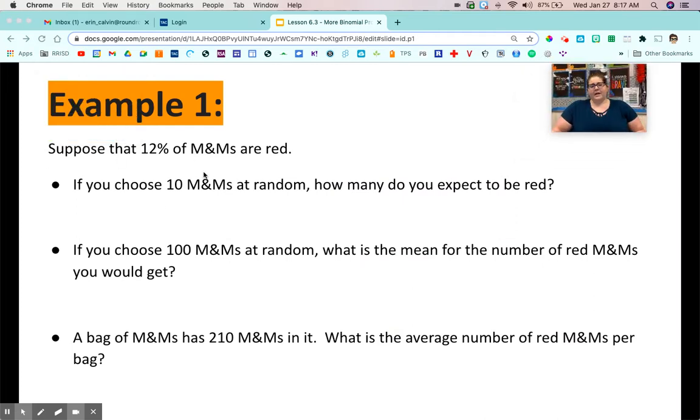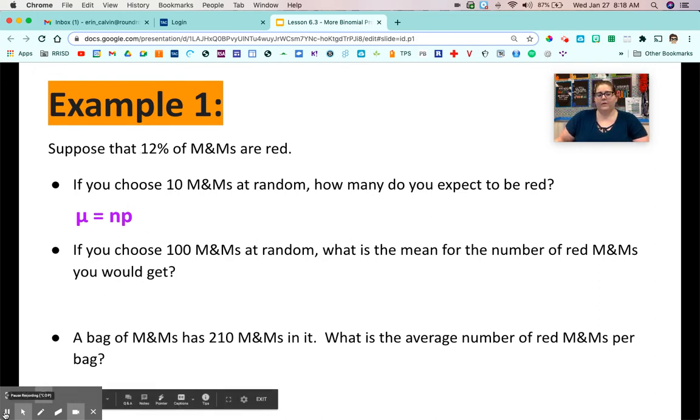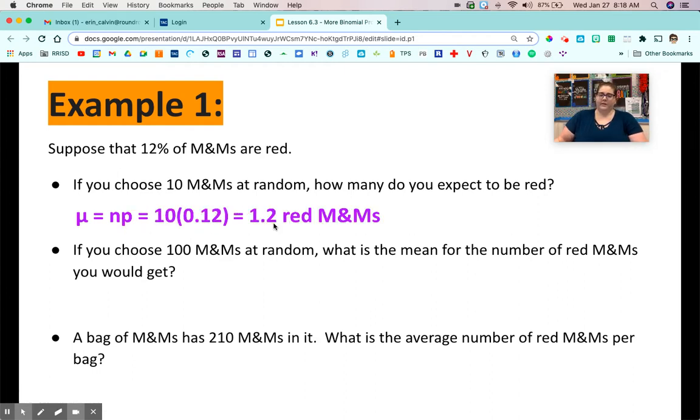Suppose that 12% of M&Ms are red, which I got from the internet, so it must be true. If we choose 10 M&Ms at random, how many do we expect to be red? When you are asked how many do you expect, we need to interpret that as them asking for the mean. So our formula for mean, or expected value, is mu equals n times p. In this problem, n is 10, because that's how many M&Ms we're going to take, and p is 12%, or 0.12. So 10 times 0.12 is 1.2.